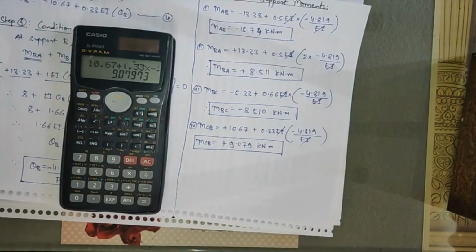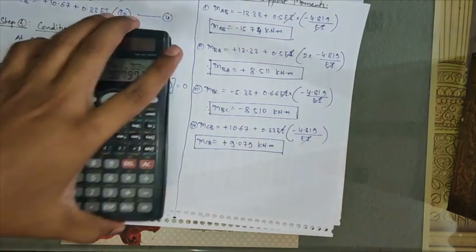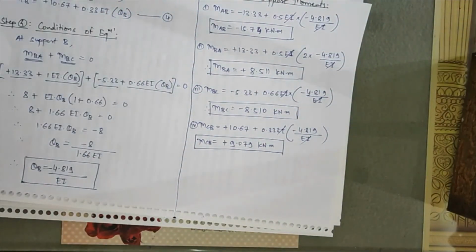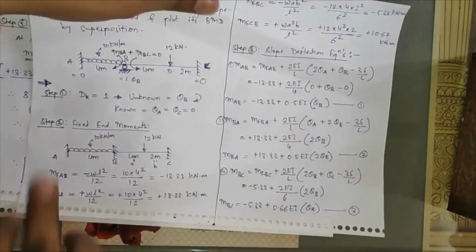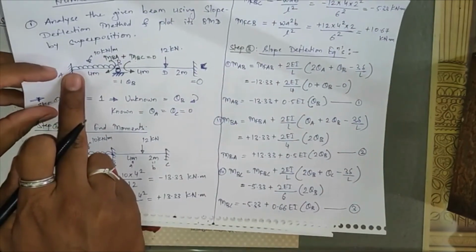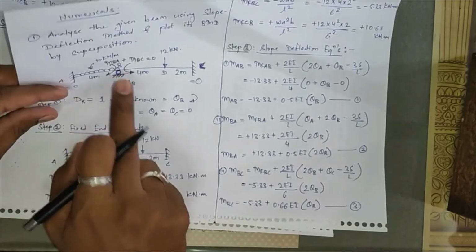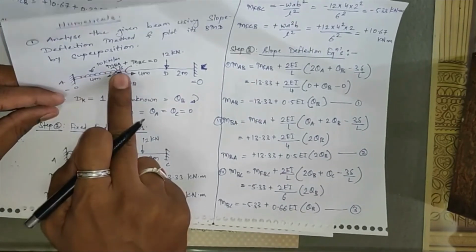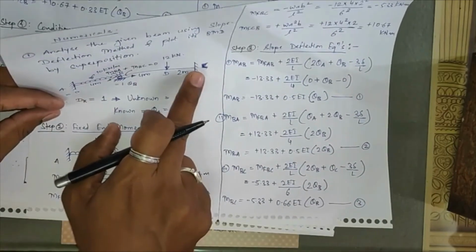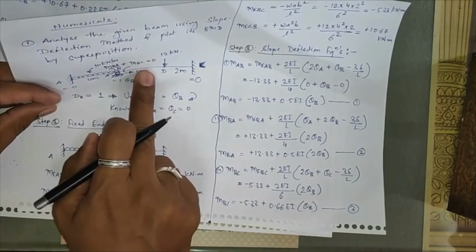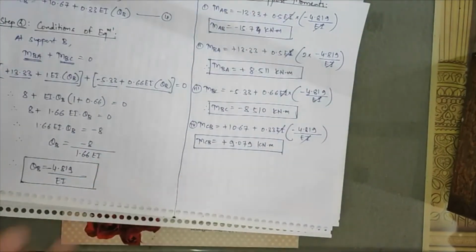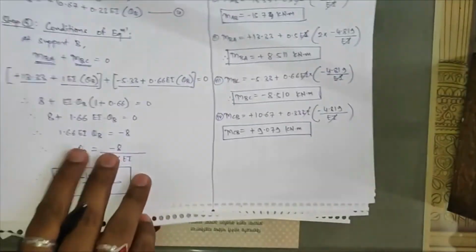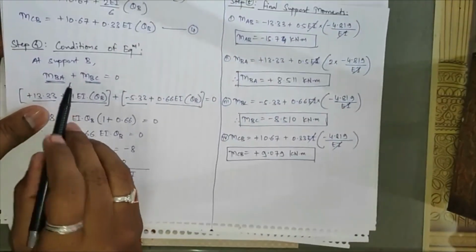Okay, so these are my final moments acting at every end of this beam. That is, I have got the bending moment at joint A, MAB, the bending moment at joint B for BA, the bending moment at joint B for BC, and the bending moment at joint C, that is CB. Now one more thing we'll see, if you observe the equilibrium condition over there, what is that?